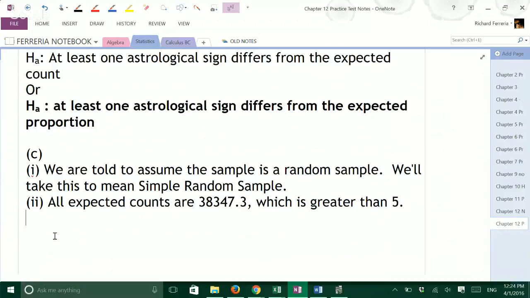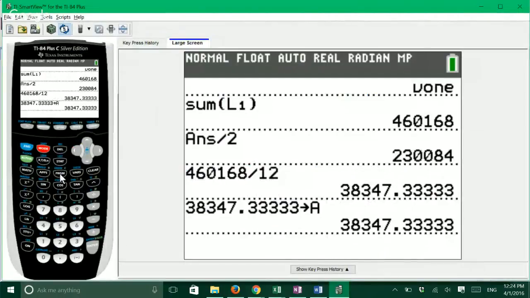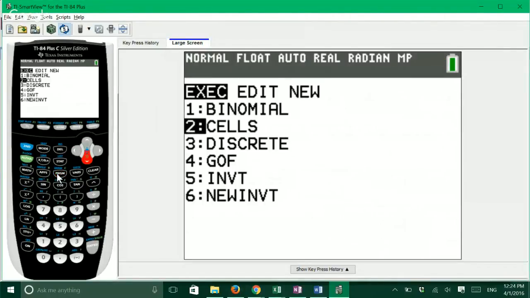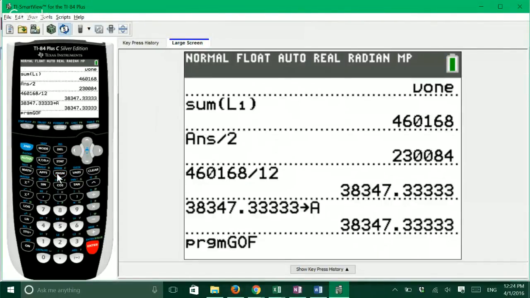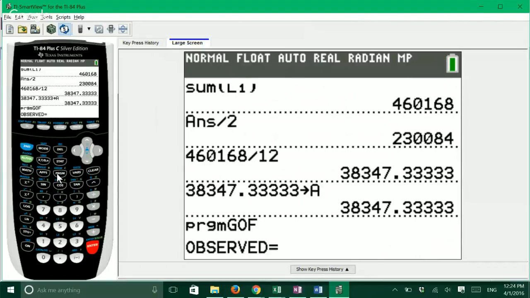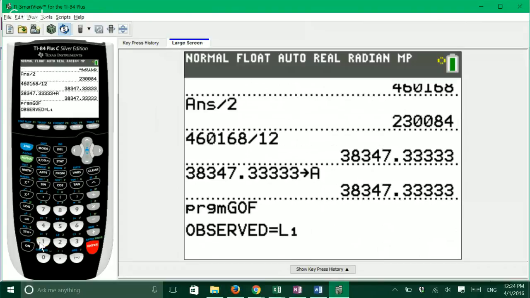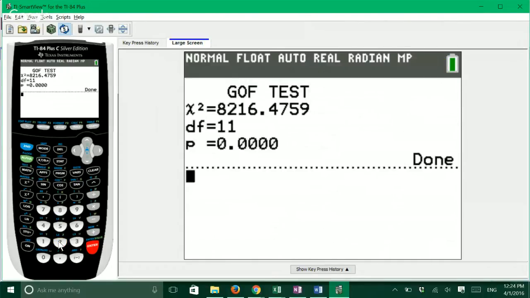Test statistic, degree of freedom, p-value. Yes, we can finally use our calculator for what it's intended. Okay, let's get to our program. And the correct program here is goodness of fit, or GOF. Do I have GOF? I do have GOF. Goodness of fit. Observed is in L1. Expected is in L2.